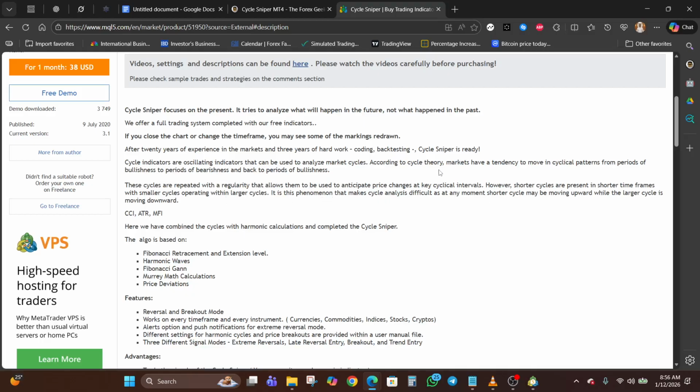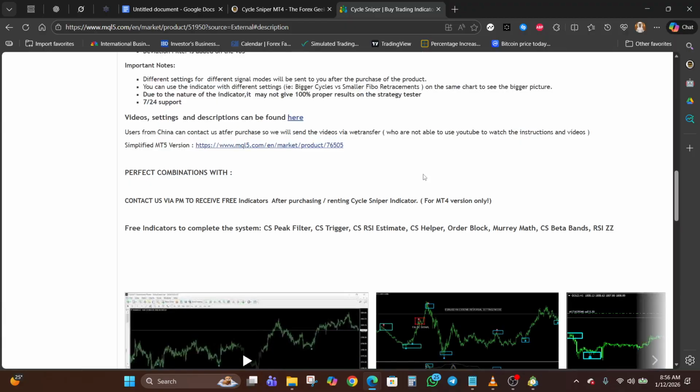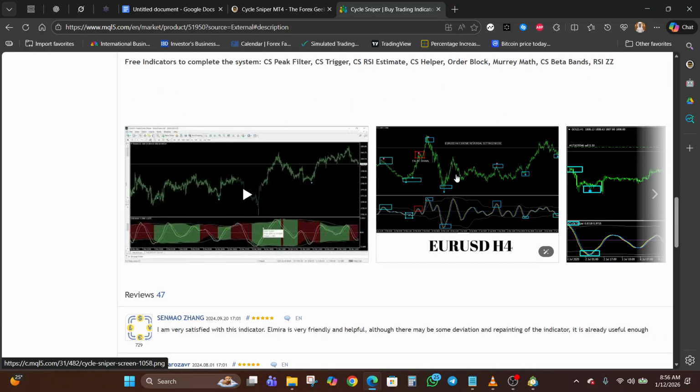And according to the cycle theory, markets have a tendency to move in cyclical patterns from periods of bullishness to periods of bearishness, and back to periods of bullishness. So this is what this indicator intends to do, helping you to understand these cycles even better.